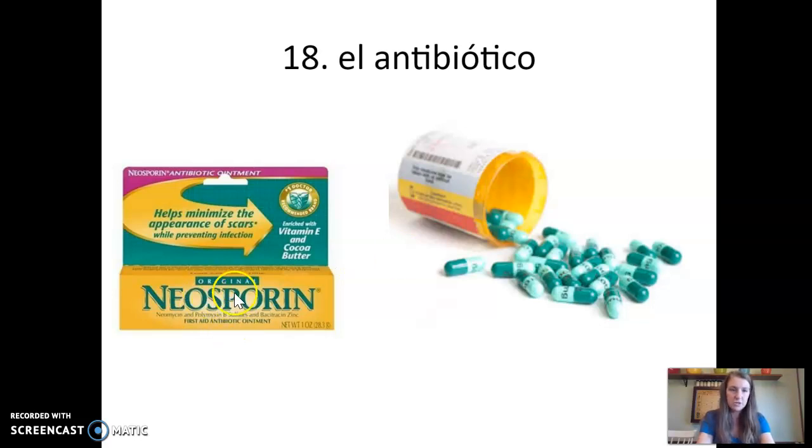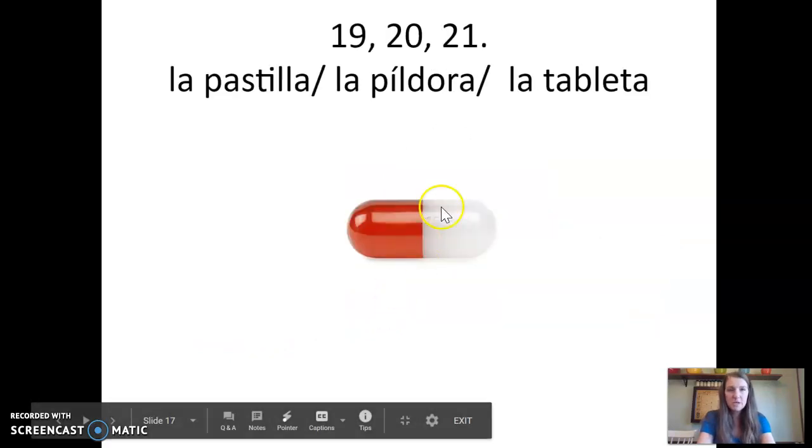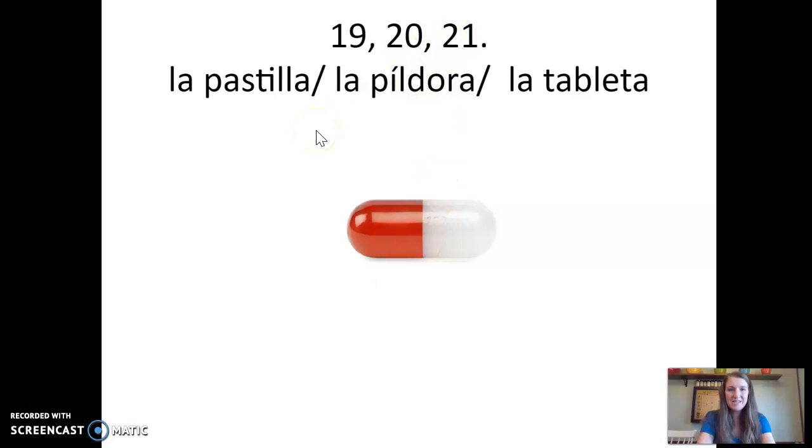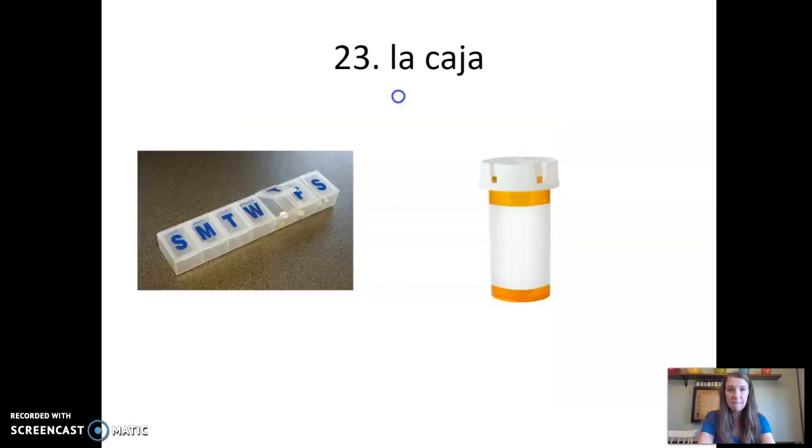And this Neosporin is just something that you put on a cut so that you don't get an infection, right? It says first aid antibiotic ointment. All right, a lot of words for pills. 19, 20, 21. La pastilla, 2 L's here. La píldora, la tableta. 22, another cognate, la dosis. That's the dose of medicine. That's the amount of medicine that you take each time.